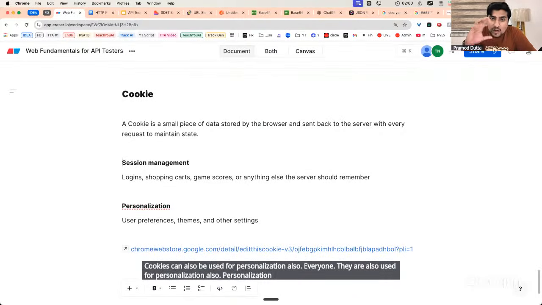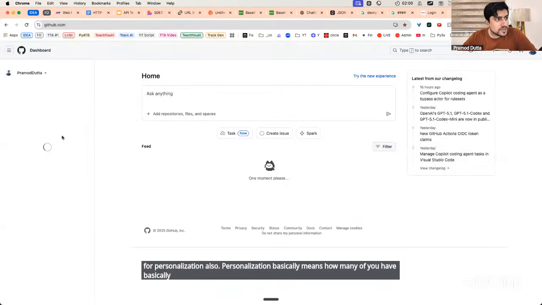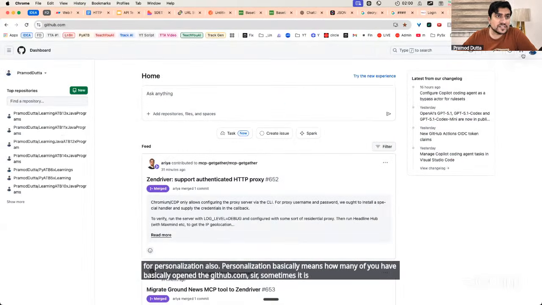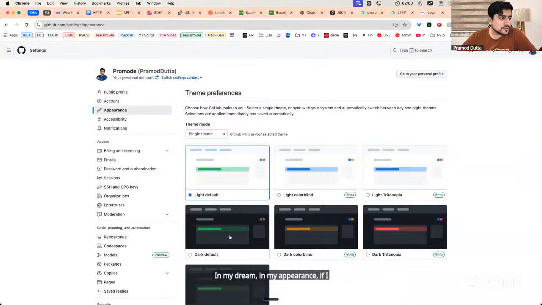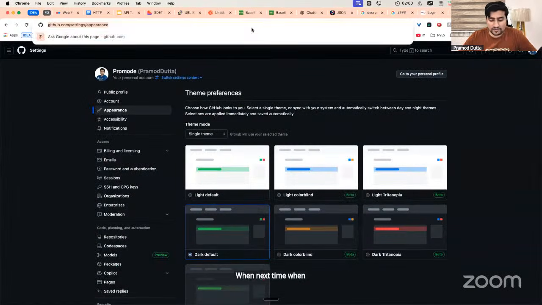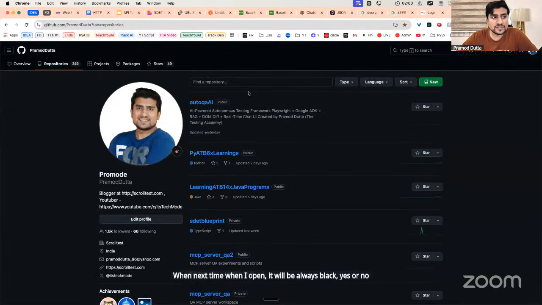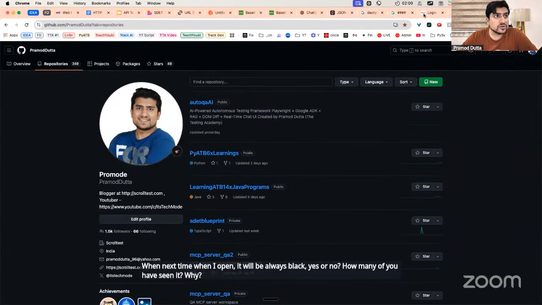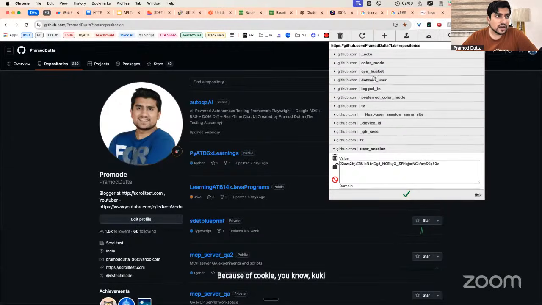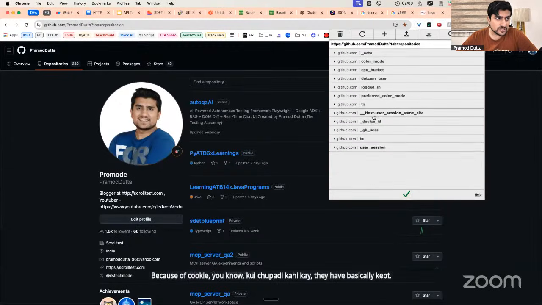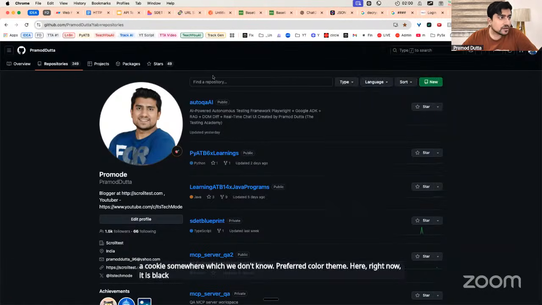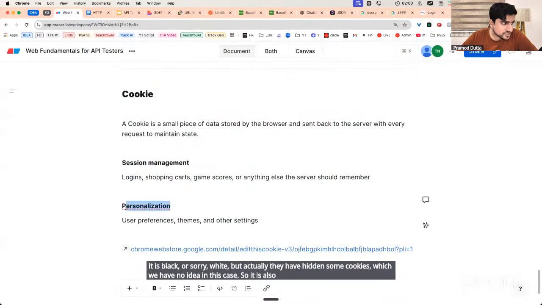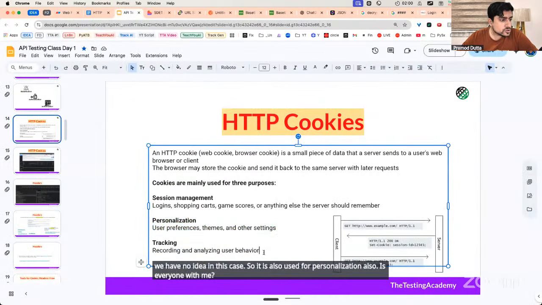Personalization basically means, how many of you have opened github.com? Sometimes it is black. If I have added in my theme, in my appearance, if I make this black, the next time I open it, it will always be black. Yes or no? How many of you have seen it? Now it will always stay black. Why? Because of a cookie. They have kept a cookie somewhere which we don't know. Preferred color theme. Right now it is white, sorry. But they have hidden some cookies which we have no idea about. So cookies are also used for personalization. Is everyone with me?